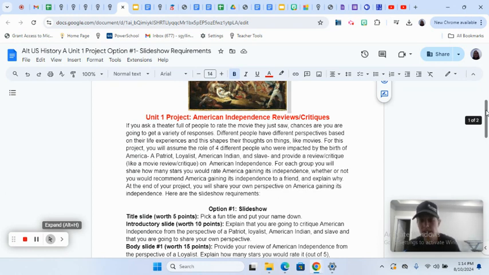and provide a review or critique, kind of like a movie review or critique, on American independence. For each group, you will share how many stars you would rate America gaining its independence, whether or not you would recommend America gaining its independence to a friend, and explain why. At the end of your project, you will share your own perspective on America gaining its independence.